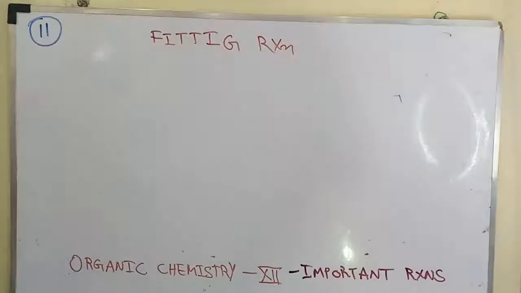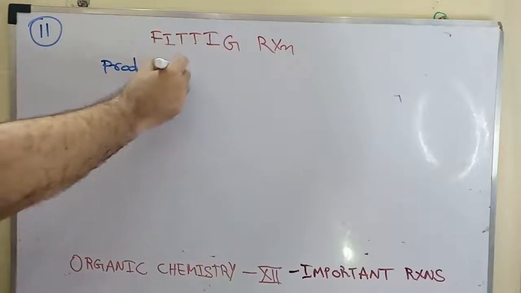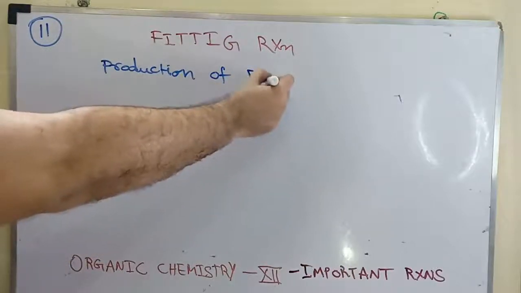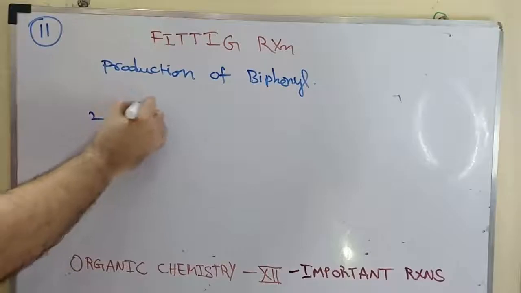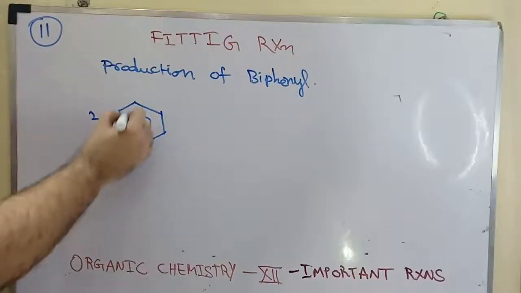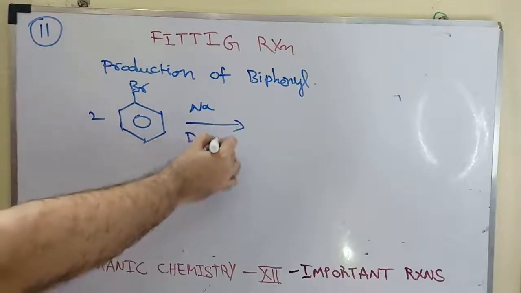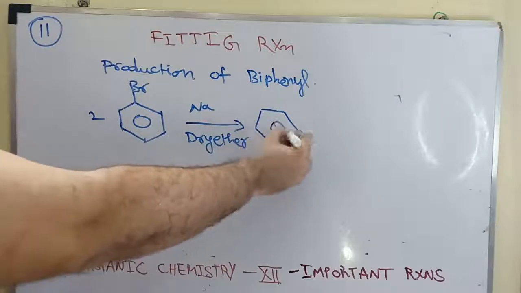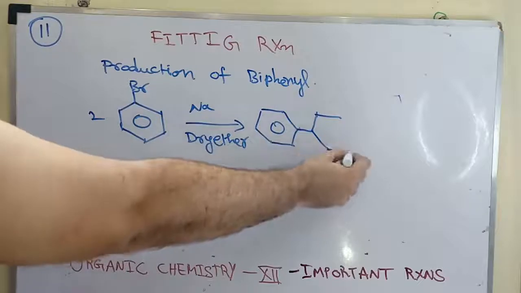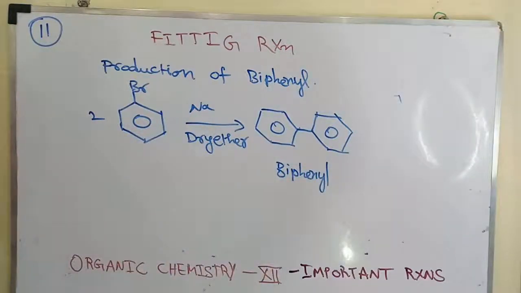Let's move on to the next reaction. The next reaction is similar to Wurtz reaction and Wurtz-Fittig reaction. This is called Fittig reaction. The Fittig reaction is used for the production of biphenyl. It's like the joining of 2 benzene rings. So you have this benzene ring with bromine, sodium, dry ether. When you treat with this, we get one benzene ring connected to another benzene ring. This is called biphenyl, and that's what the reaction is all about.